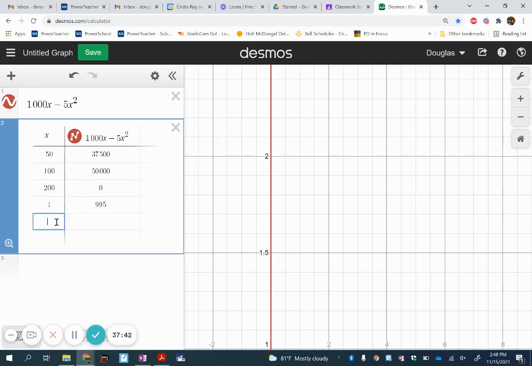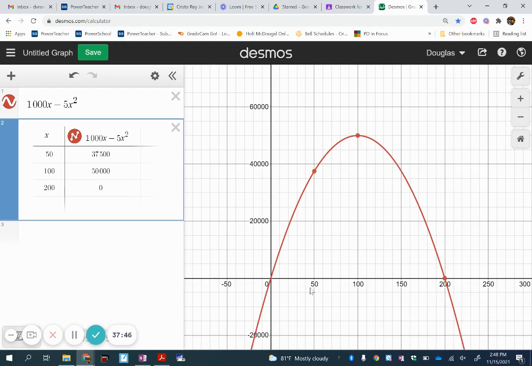Let's delete all these. Okay, and here you go. Here's what it looks like. So where's 50? 50 is here. Remember, we would make $37,500 for our revenue. There's 200. Revenue is nothing. And here is where we maximize revenue at a price of renting a car per day of $100. All right, so that is that problem.